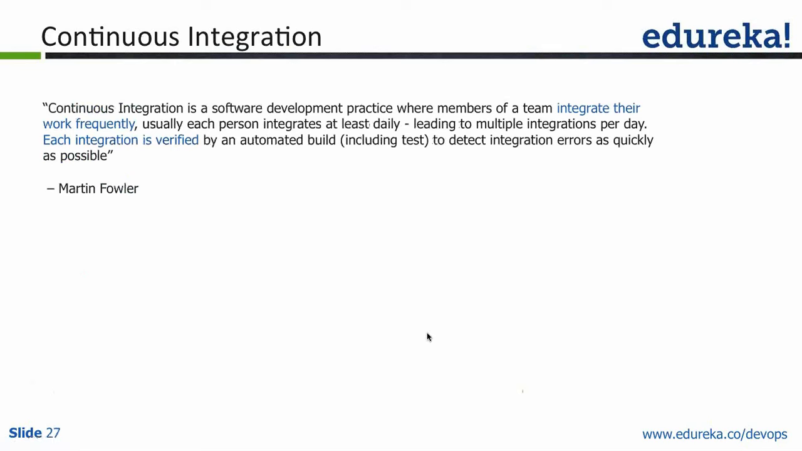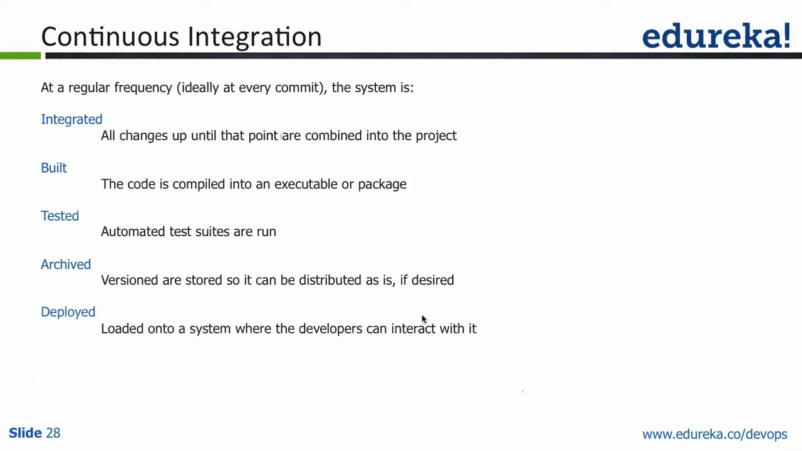I hope you understood what is CI. Next one, we talked about the different systems within CI, meaning integration. We talked about that all changes up until that point are combined into the project, meaning any change that you do is really integrated before you deploy to production, is built and compiled and executable or packaged to move into the final stage. It is automated test that we have, so that again we are not talking about manual testing, because you cannot have the CI if you have all the manual testing done.